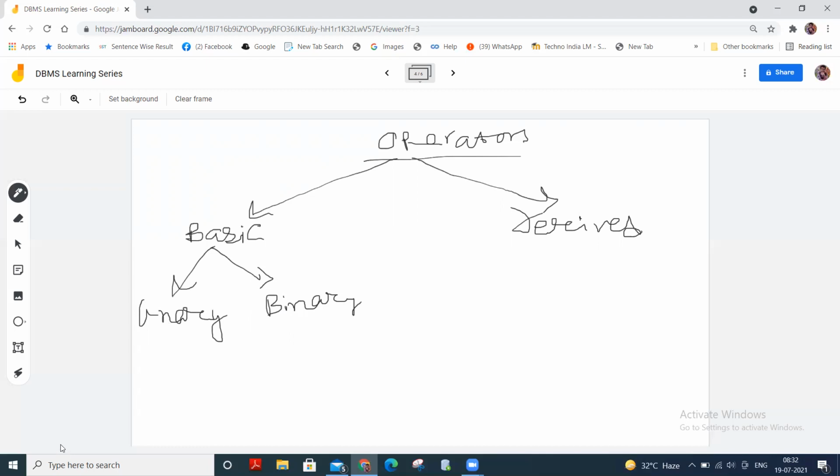For unary, we can say select, which can be written in this way. Then projection, or project. Projection can be written as pi. Selection is sigma, projection is pi. The next one is union, which is written like a U.